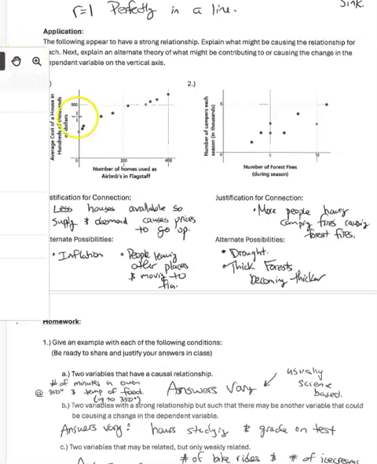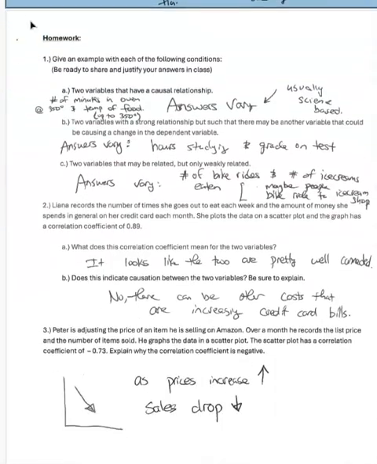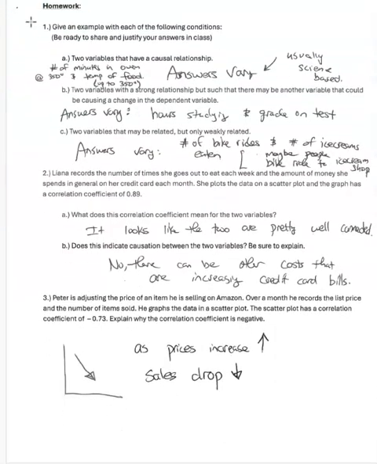Now let's go ahead and go over the homework. It says, give an example of each of the following with certain conditions. Be ready to share and justify your answers in class. So two variables that have a causal relationship. One causes the other. And when you're looking at that, I thought an example could be the number of minutes that an item is in an oven at 350 degrees and the temperature of that food until it gets to 350. You could pretty comfortably say that the time inside of the oven is causing the food to heat up.